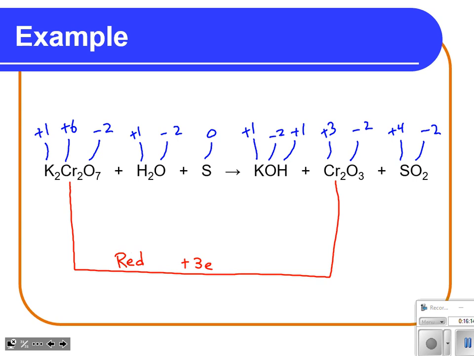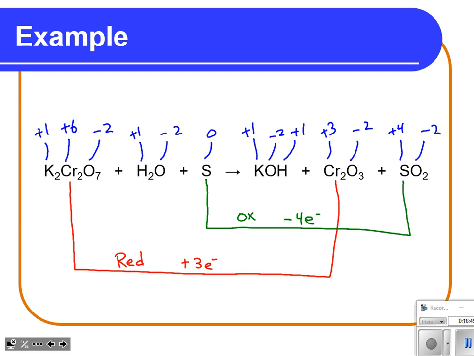I come back and say, okay, what is the other thing being changed? And usually when I see something like this with a 0, I have a good idea that that's going to be changed. So my sulfur there is going from 0 to +4. So it is losing 4 electrons. Okay, put my little minus there. It's losing 4 electrons. Lose electrons, oxidation. Our old LEO here.